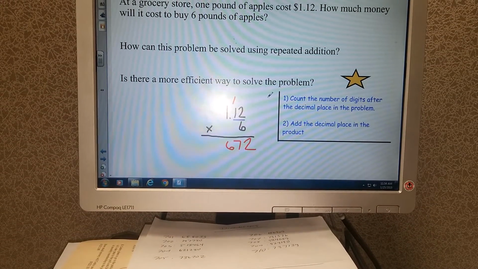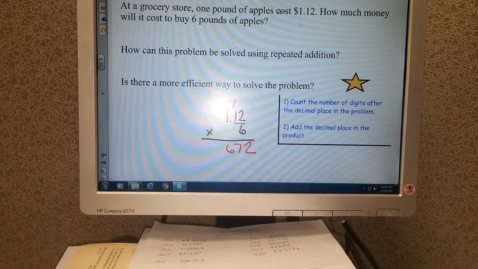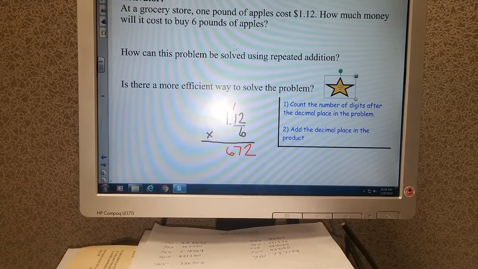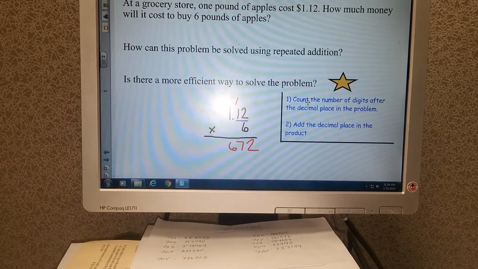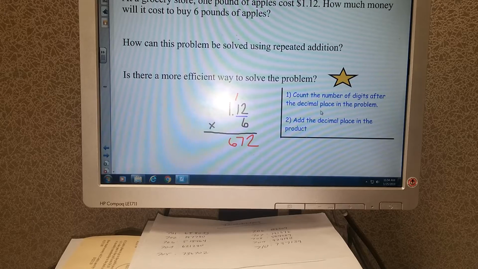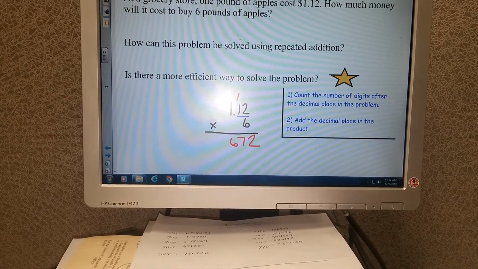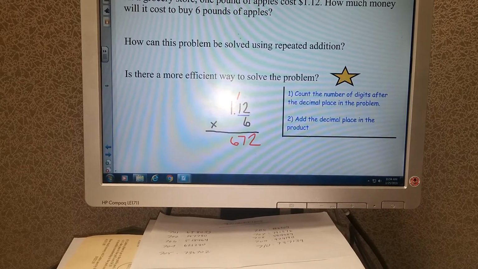So I'm buying 6 pounds of apples. Each one costs a little bit more than $1. That does not make any sense. So here's the key. When you multiply decimals, it's right here under the star, and this needs to get copied into your notes. The total number of digits that are after the decimal place also have to be after the decimal place in your product and the answer to the multiplication problem.